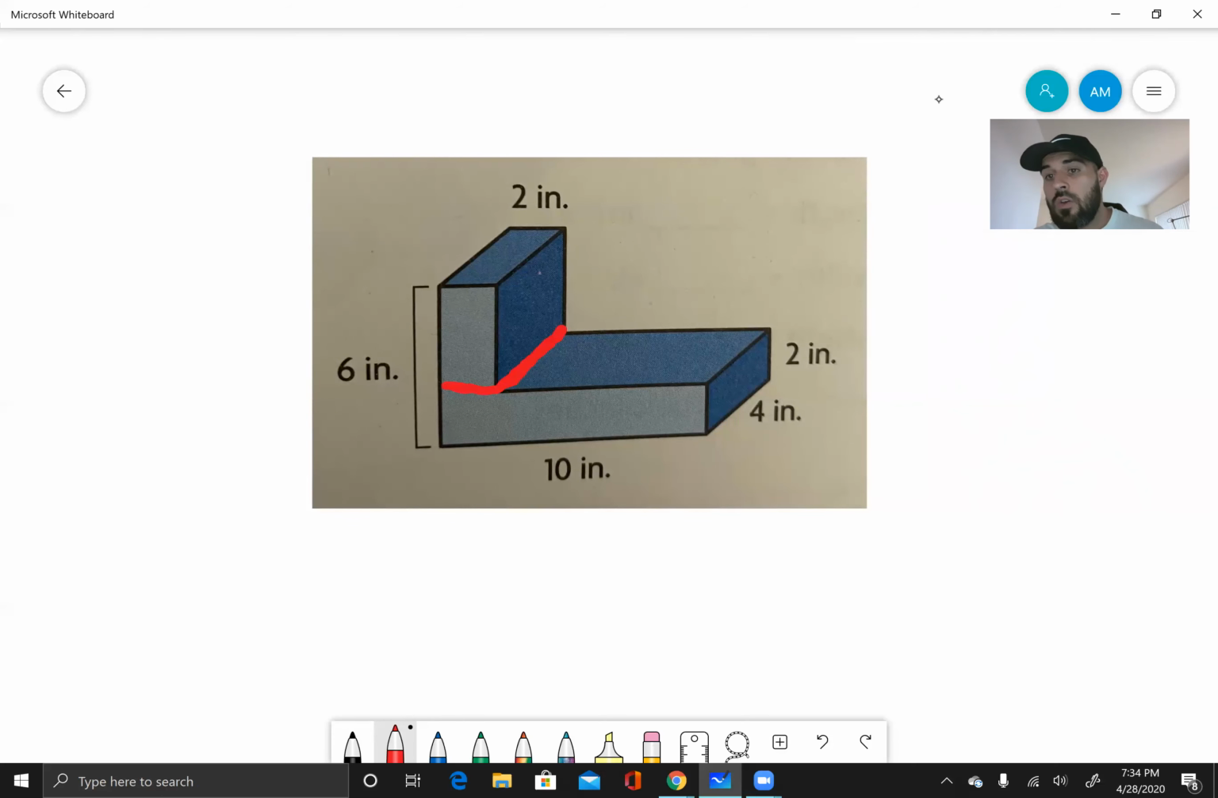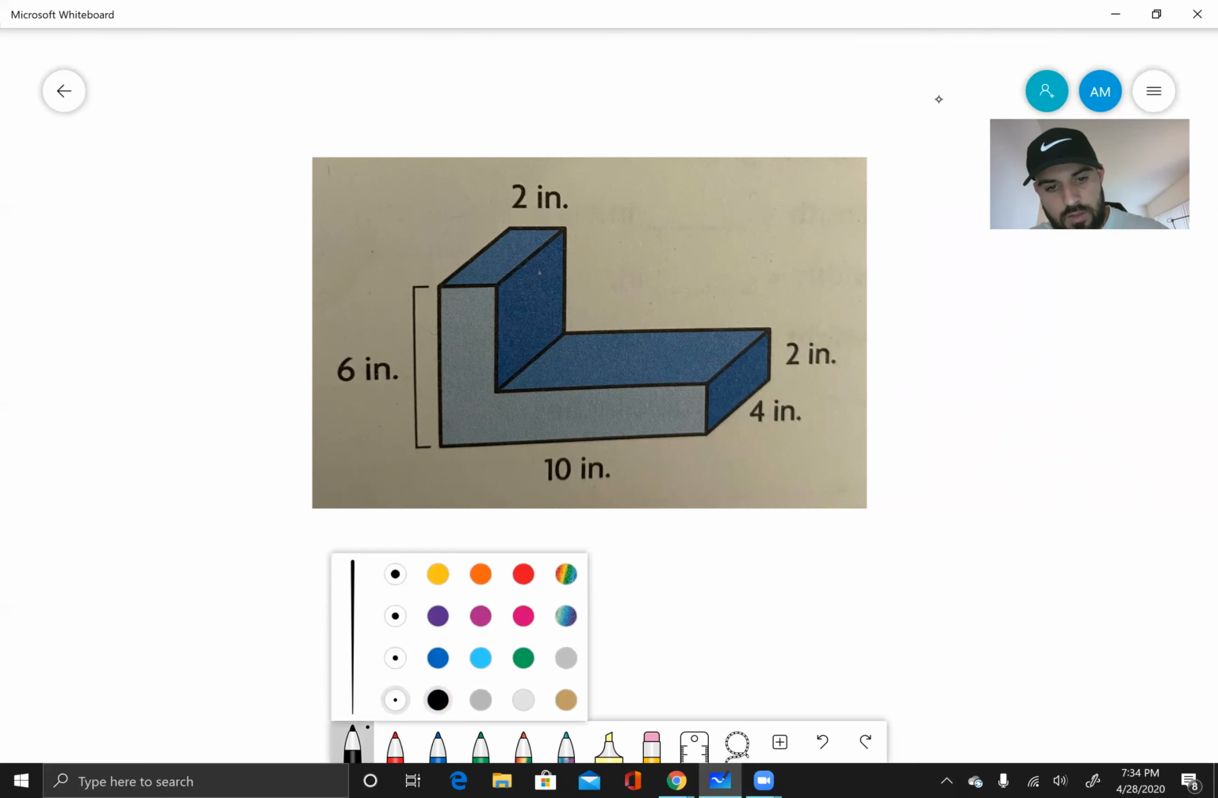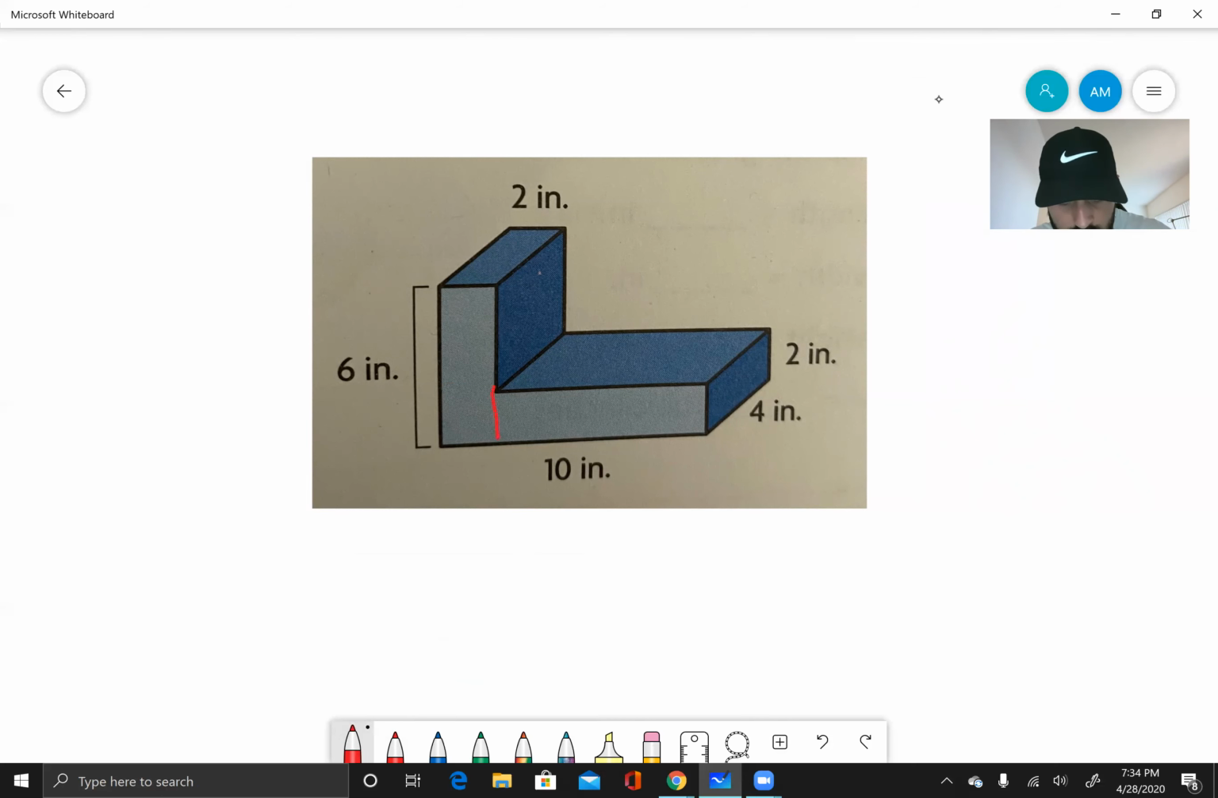Okay, what's another way I can cut it? Do I have to cut it that way? No, I can also cut it straight down. Let me make it thinner. I can just go straight down. So notice I have a figure on the left and a figure on the right, okay? It doesn't matter, you're still going to get the same thing. So let's try it this way, okay? So I have figure 1 and I have figure 2.